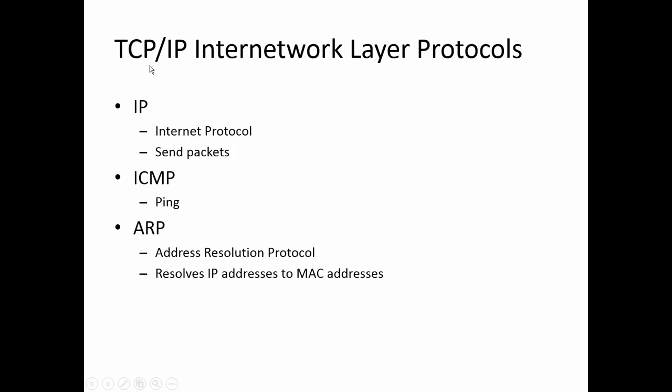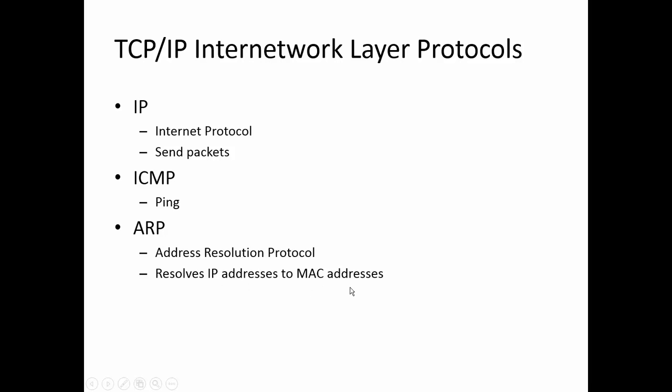Now, let's talk about the third category, TCP/IP internetwork layer protocols. Now, you already know what the IP protocol is. It's called the Internet Protocol, and it sends packets and performs routing. Now, I didn't mention it, but the Internet Control Message Protocol is really the protocol that is associated with ping. When you're using ping, you're using the Internet Control Message Protocol. And then the last protocol is called the ARP, the Address Resolution Protocol. And what that does is it resolves IP addresses to MAC addresses.